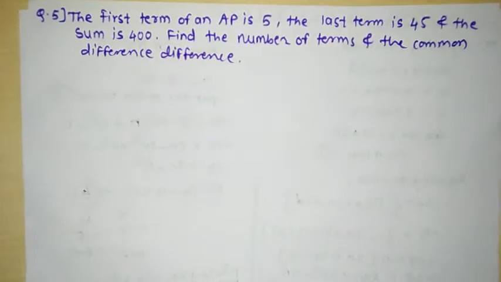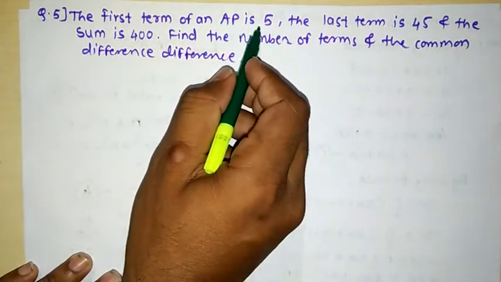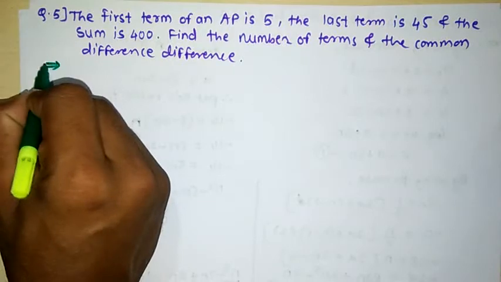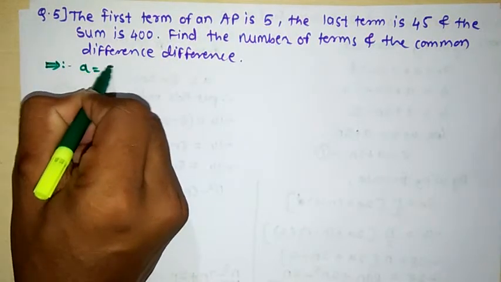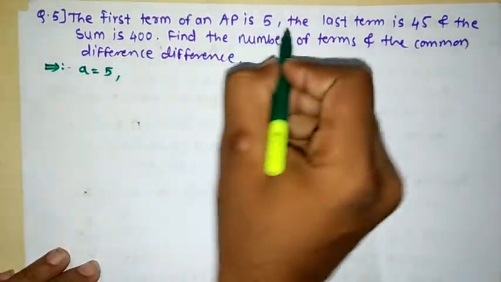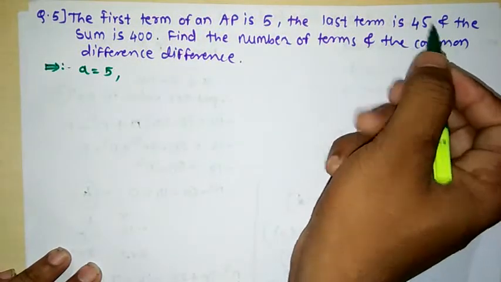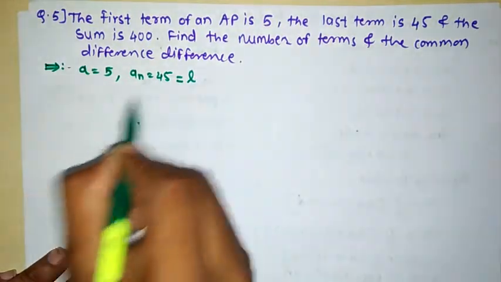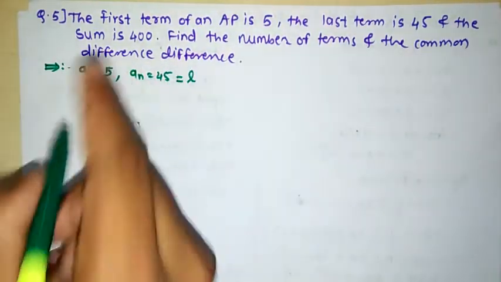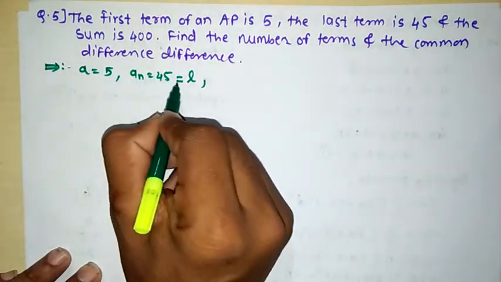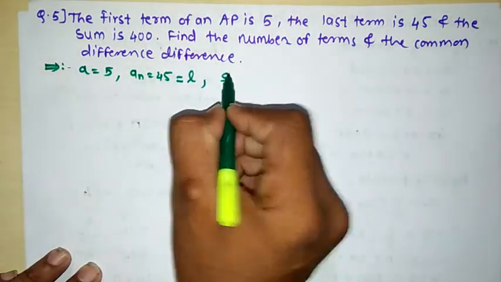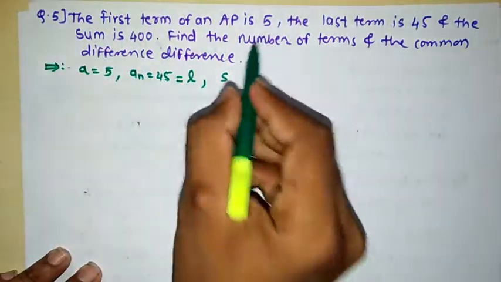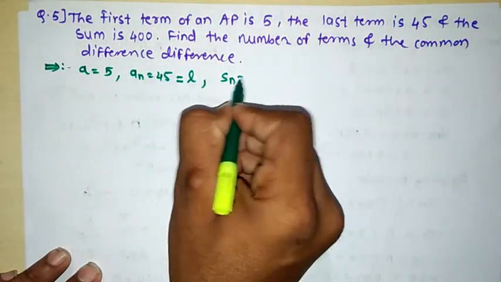Now we will see question number 5. See in question number 5 what is given. The first term of an AP is 5. See here, first term of an AP, that is a is equal to 5 is given. The last term is 45, that is an is equal to 45, which is also equal to l. l and an both are same, that is last term. It is also called as last term. an is equal to 45, and the sum is 400, that is Sn is equal to 400.